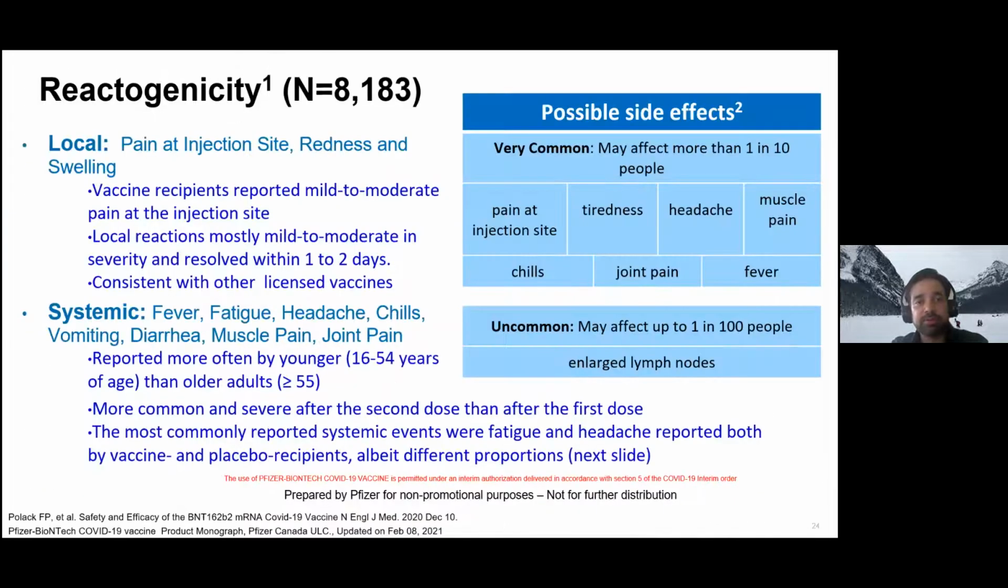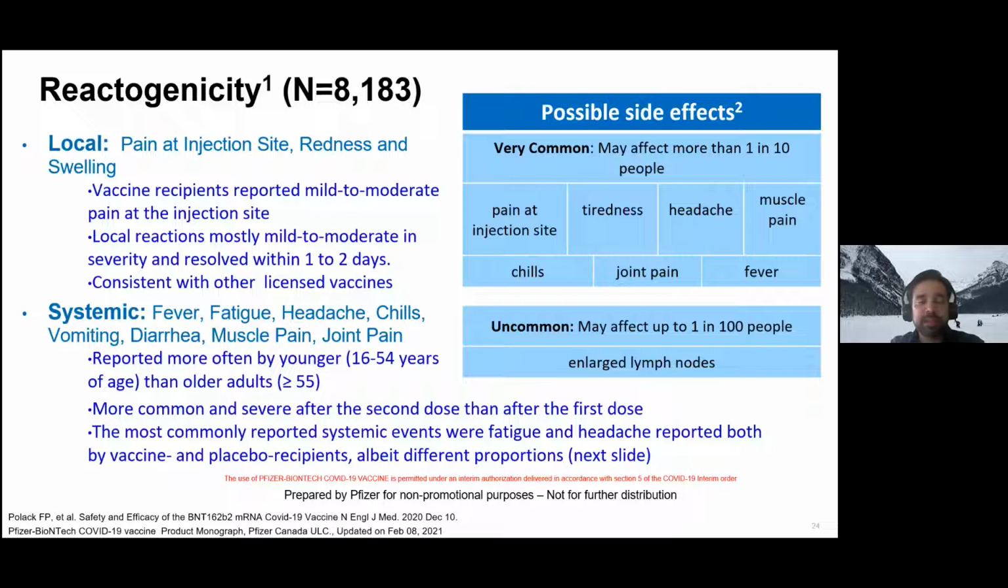I'll start with the reactogenicity subset. This side effect, you can divide into 2, local and systemic. Local is, as the name says, pain at the injection site, redness and swelling. In this case, the majority of these people had pain. I want to say that this is expected from this vaccine, and the majority of the people had some kind of pain, but the pain was mainly mild to moderate, and it resolved within a day or 2. Not a whole lot of participants reported redness and swelling.